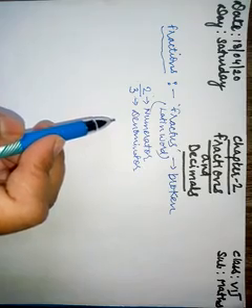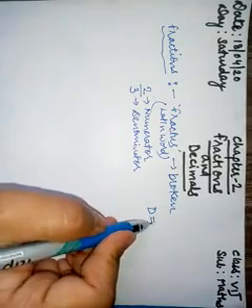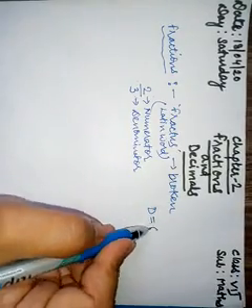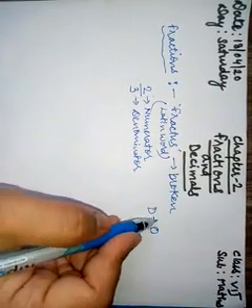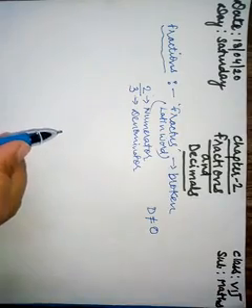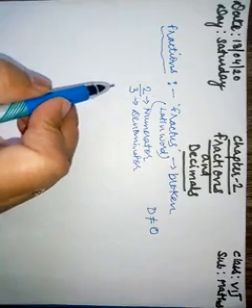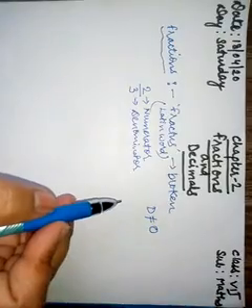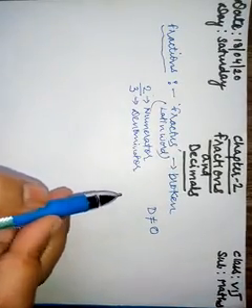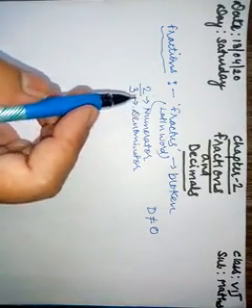Here students, in a fraction the denominator is never equal to 0. Okay, this is a non-zero number. It should not be equal to 0, because if 0 comes in the denominator, it will be not defined. So the denominator should be a non-zero number. Now understood what are fractions? Okay, now we will learn what are the types of fractions.